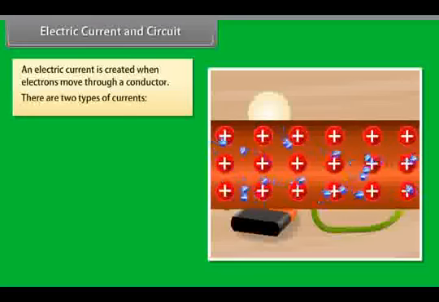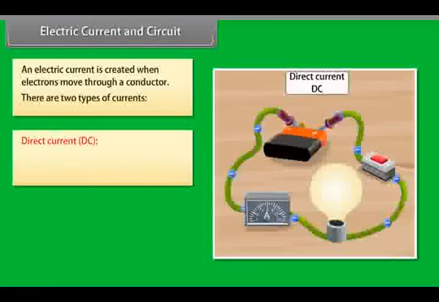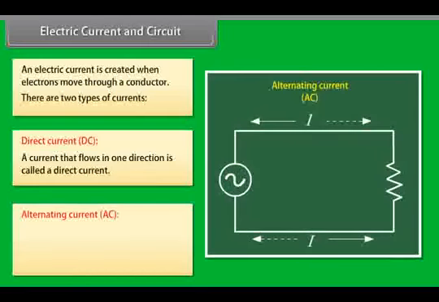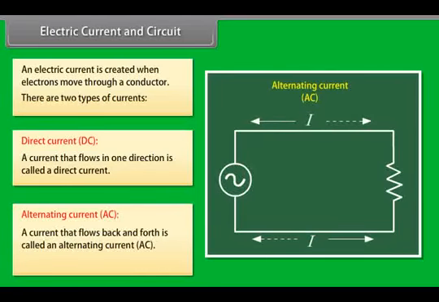There are two types of currents: direct current, DC. A current that flows in one direction is called a direct current or DC. For example, a battery produces a direct current. Alternating current or AC. A current that flows back and forth is called an alternating current or AC.